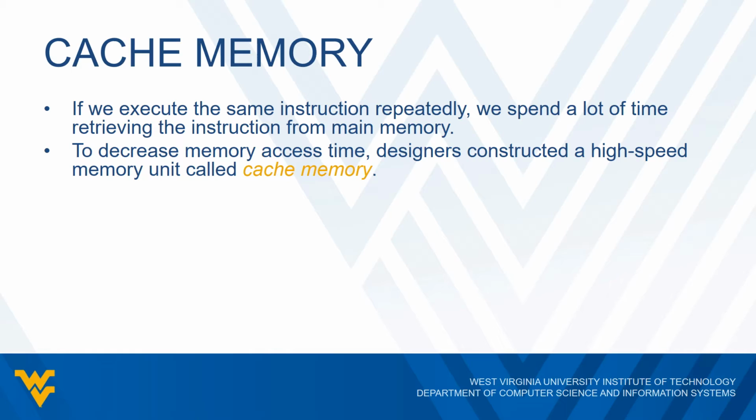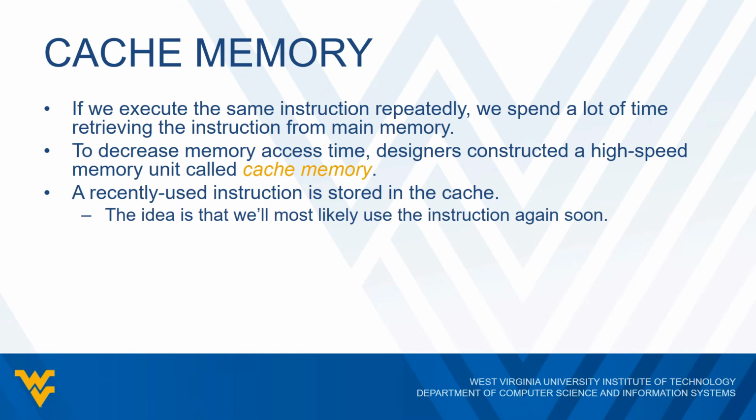So what developers have done to help decrease the memory access time is that they constructed another type of memory unit, a high-speed memory unit, which we call the cache memory. And the idea with this is that we'll take a recently used instruction and store it in the cache, because if we have used the instruction, there is a good chance that we're going to run that instruction again. So if we keep getting stuff from this cache, which is faster to access than our memory, then our programs are going to run faster.